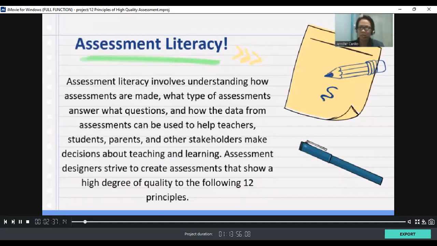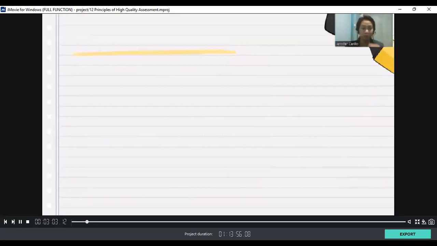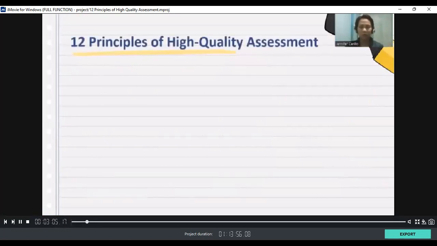Assessment designers, curriculum makers, educational experts will use these qualities, these principles in order to establish and attain a high quality assessment. And in my presentation, I will show to you the 12 principles to establish a high quality assessment. Okay? So these are the 12 principles.